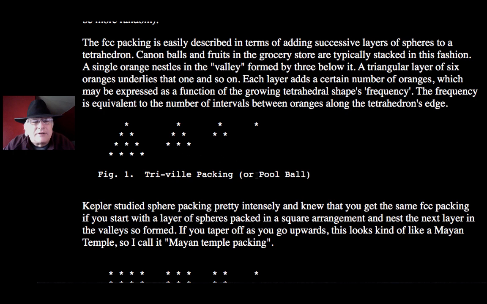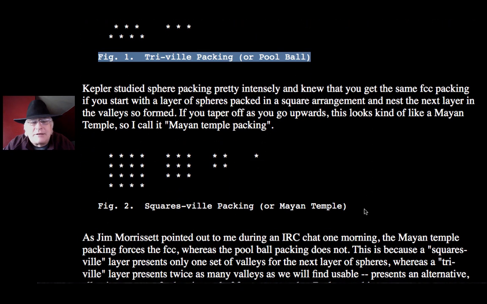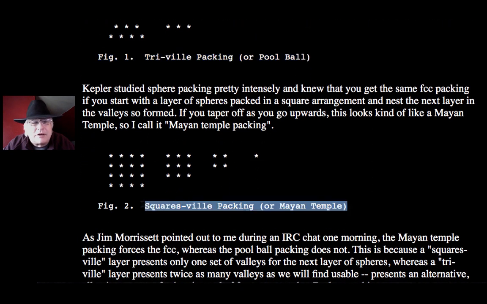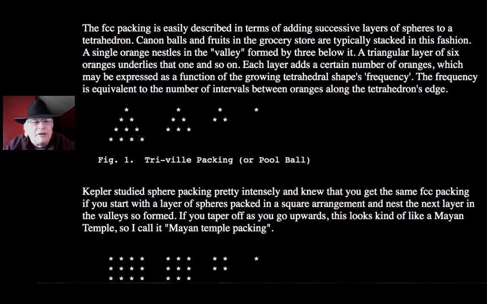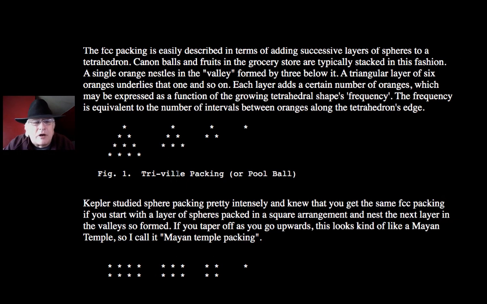When you're looking at the FCC in a particular way, it looks like pool balls, right? The way you rack up pool balls. But if you look at the same packing from another direction, you get the Squaresville or Mayan temple, like the half octahedron, where you're packing squares atop squares. You can think of it that way. When you're doing Triville, you have choice about how to do the next layer, and you could name those layers. I mean, you could permute how you go, kind of like a random walk turtle falling down through a Pascal's triangle, whatever.